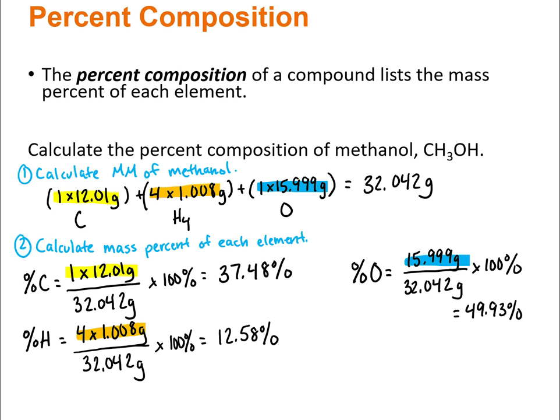So how do we feel about these? Do you want to do another example for yourself, or do you want to move on to the next topic? Okay.